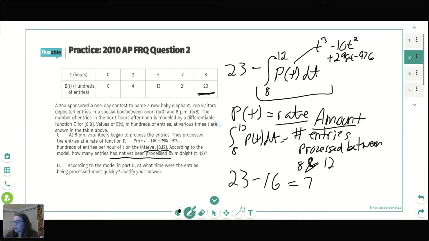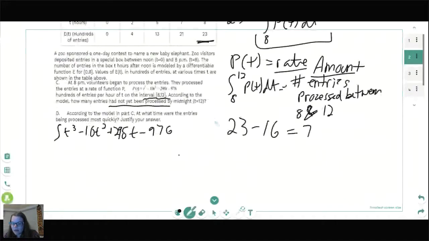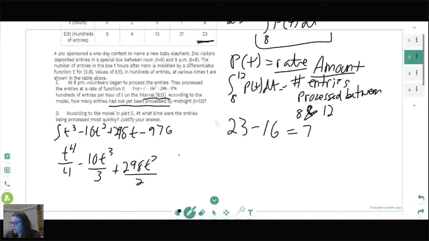If it was done by hand, you'd have to take the antiderivative, which we could definitely do of this. It would just be big numbers and messy. But we can do that for practice right now. Not plugging in 8 and 12, but just taking the integral of t cubed minus 10t squared plus 298t minus 976. On the exam, normally this would be a calculator question, but we haven't been told how much of the exam is calculator or non-calculator. So that'll come with time, April 3rd. So this would be t to the 4th over 4 minus 10t cubed over 3 plus 298t squared over 2 minus 976t. And then you would want to evaluate that from 8 to 12.